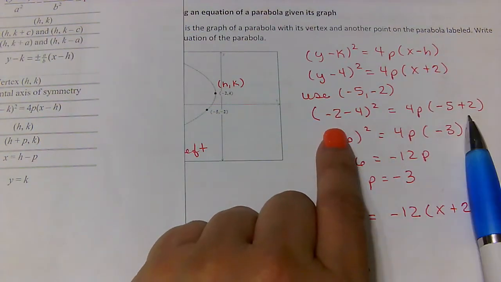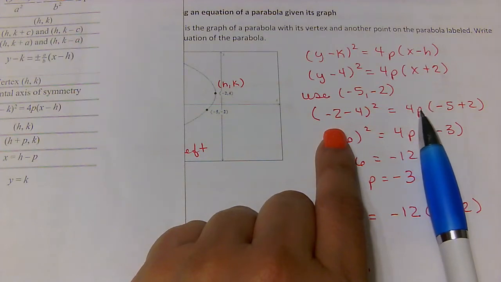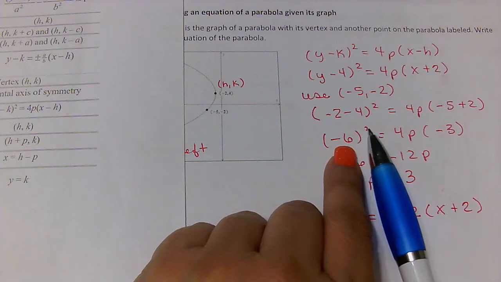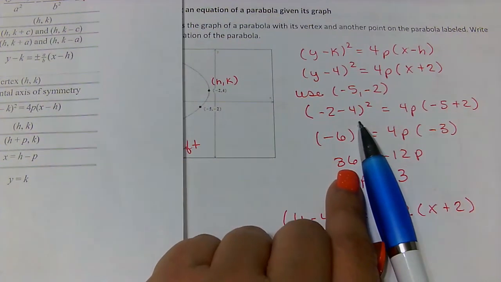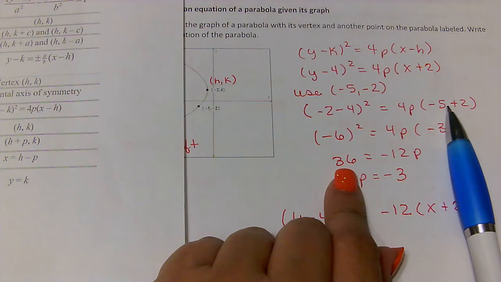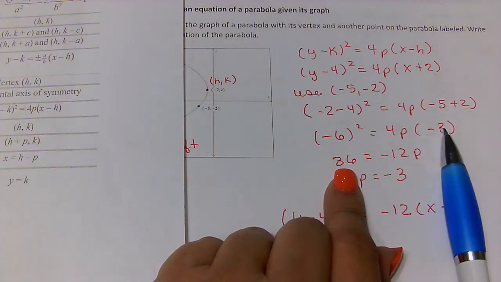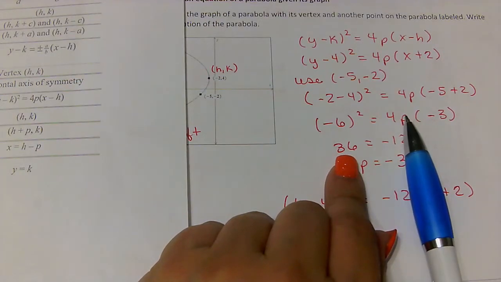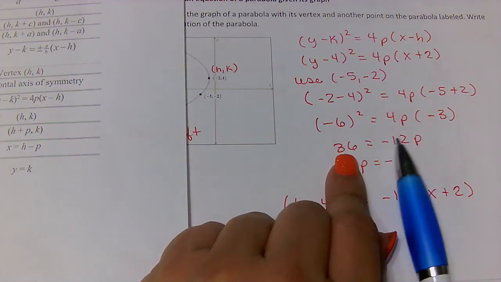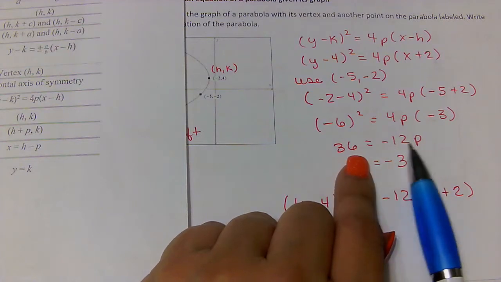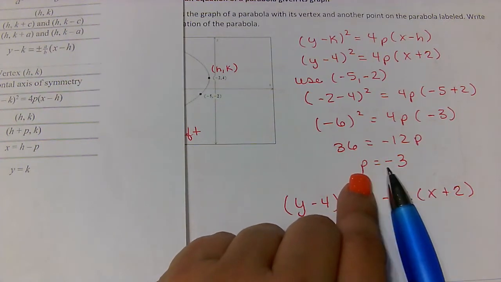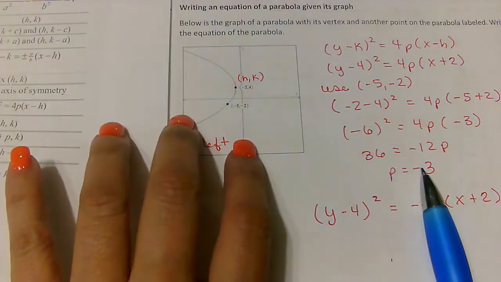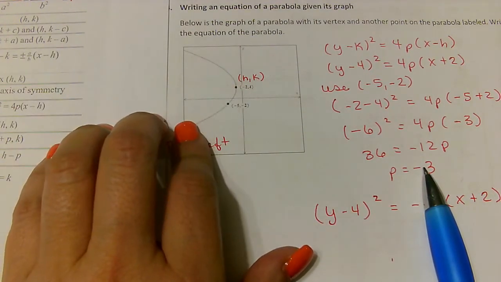Remember, in this part, what we're trying to do is solve for p. So -2 minus 4 is -6. When we square that, we get 36. Over here, we have -5 plus 2, which is equal to -3, and then we have to multiply that by 4, so we get -12, and then bring down the p. Here, divide both sides by -12, and you get p is equal to -3. This p with a negative value makes sense since our graph is opening up to the left.